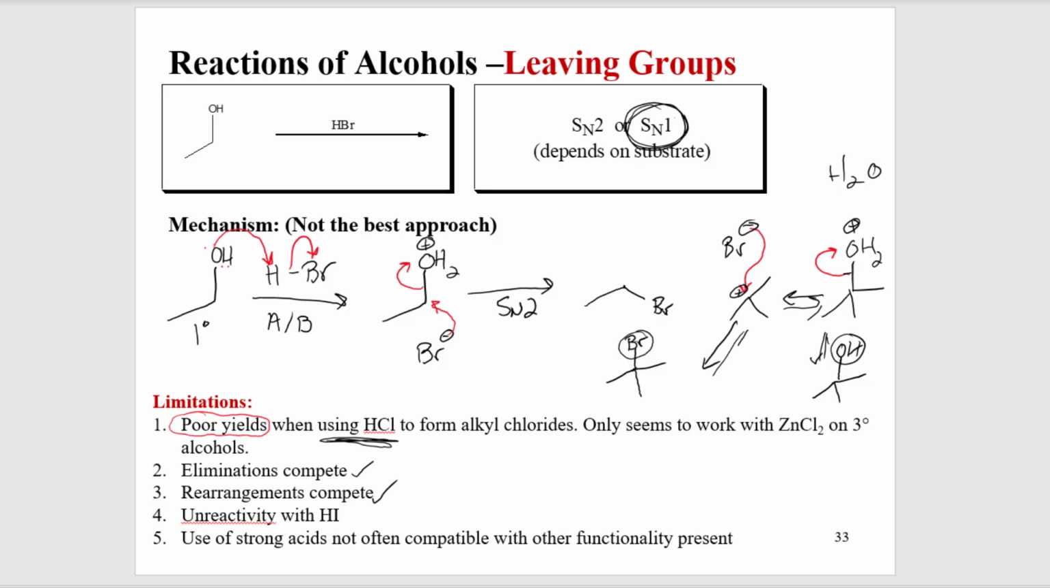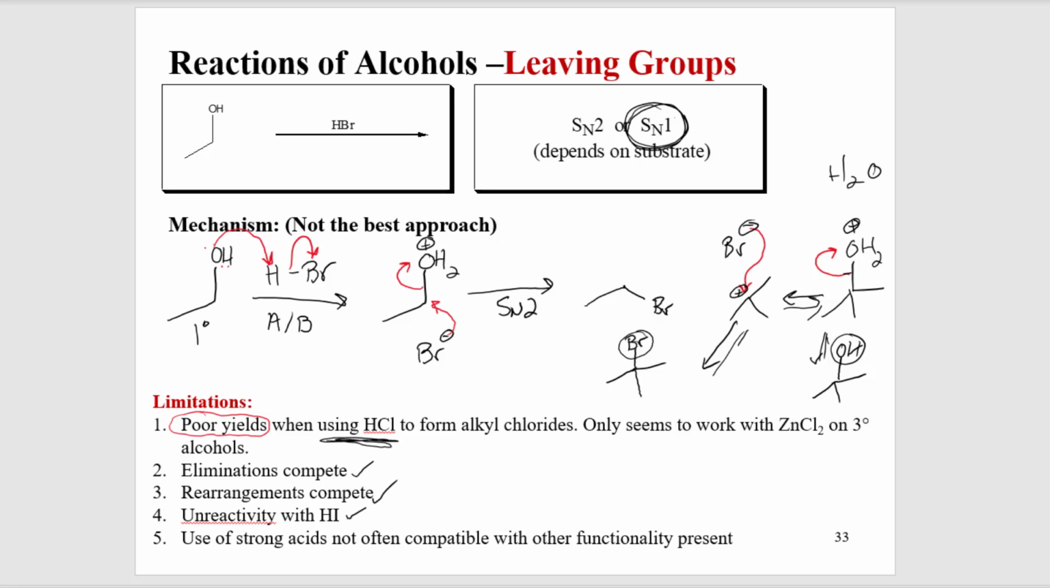Maybe you worked really hard to put an alcohol exactly where you needed it so that you can use it as a leaving group, and then rearrangements occur and now it's screwed up the whole carbon skeleton you were hoping for. There's also little reactivity with HI. So if you wanted a better leaving group like iodine, you're not going to get that. And you're using strong acids at the end of the day. HBr, HCl, not super compatible with a lot of functionality around, right?